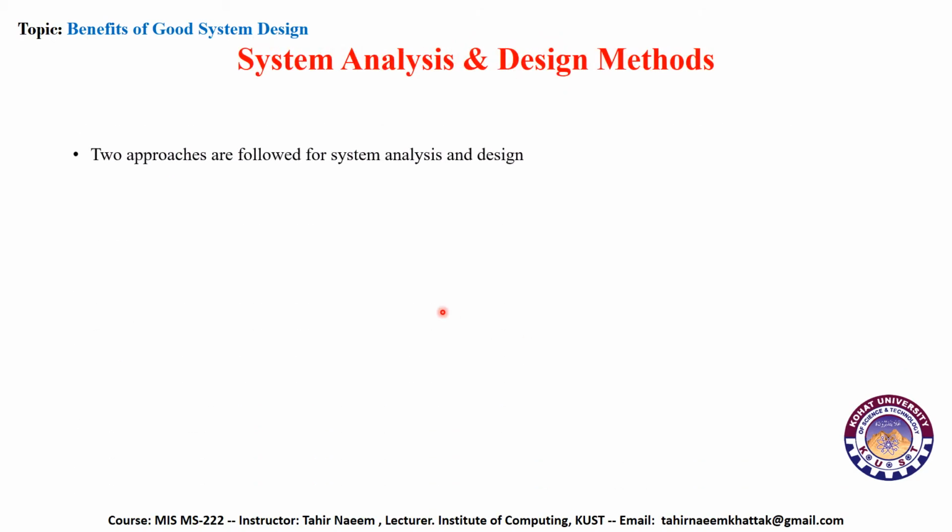So, system analysis and design methods. Two approaches are followed for system analysis and design. Normally whenever we want to design a system, we follow one of the two approaches. The first approach is structure analysis and design, where we basically have a preset structure which we follow.